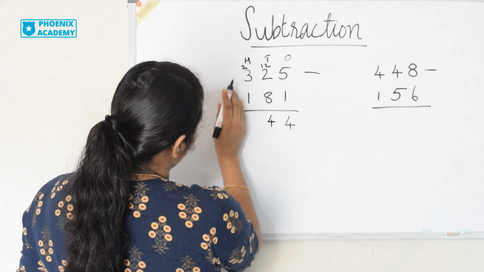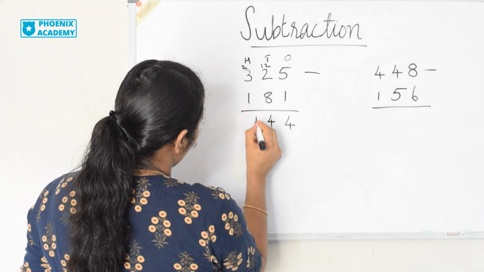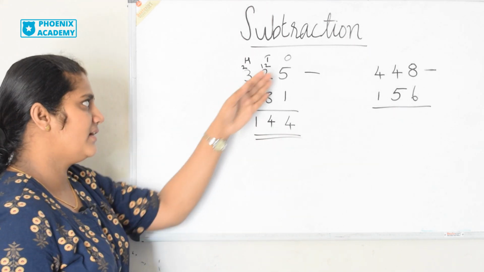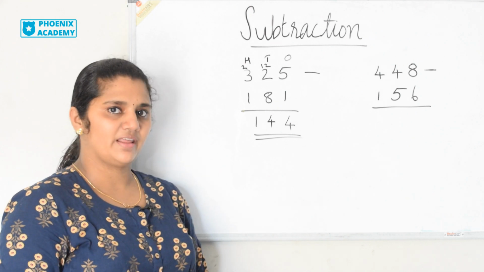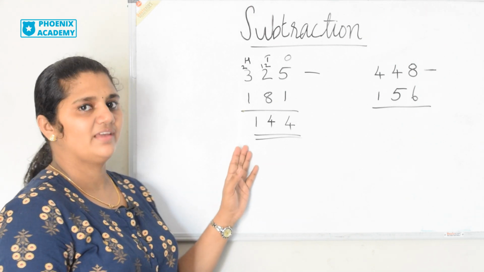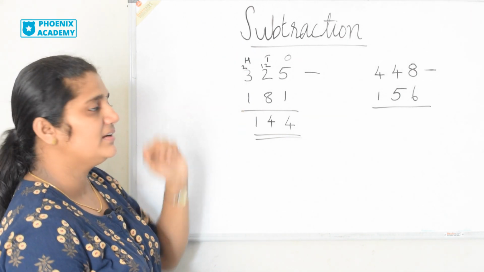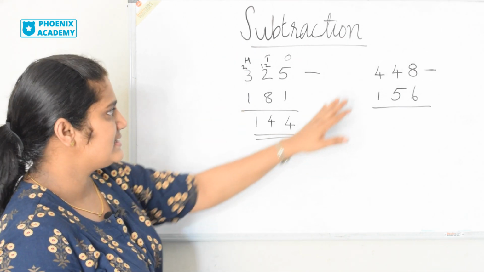Let's subtract hundreds. 2 minus 1. 1. So the difference of 325 and 181 is 144. Here we are regrouping tens and hundreds. Let's see this example.